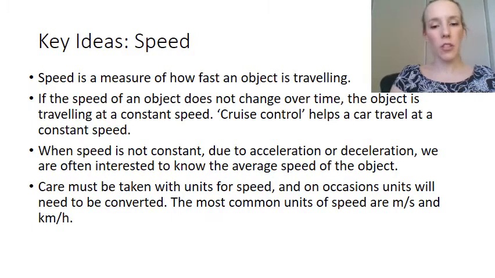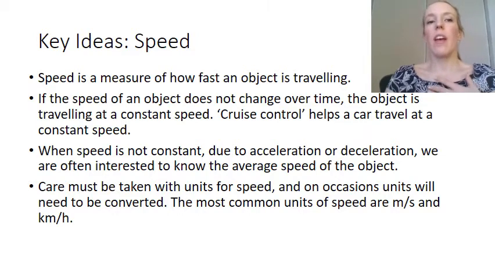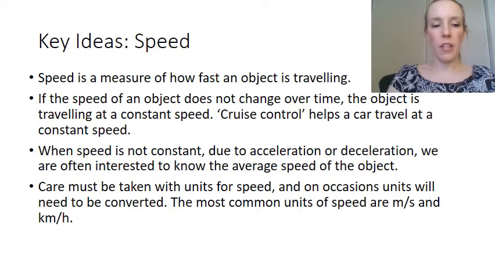When speed is not constant, so we might be accelerating, going faster, or decelerating, slowing down, often we want to know the average speed of the object. So overall, how fast it was going, even though it's sped up at some times and slowed down at other times. We have to take care when we're looking at units of speed, and sometimes we may even have to convert between units of speed.